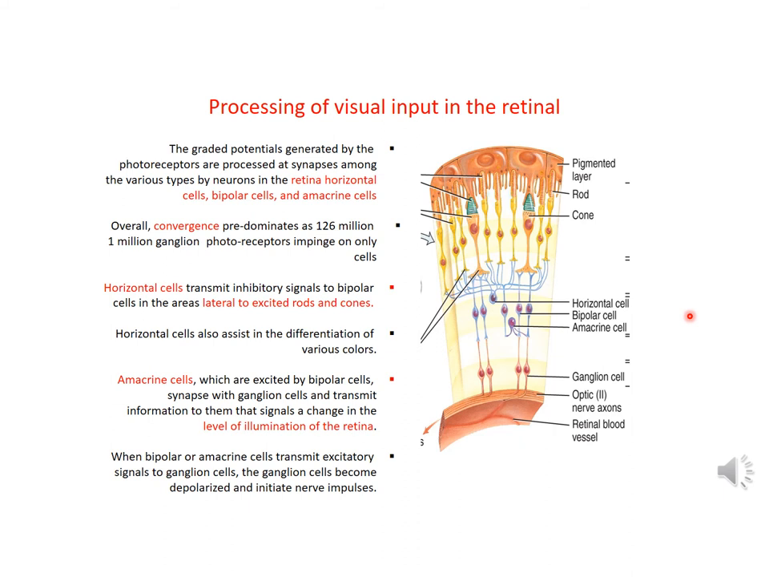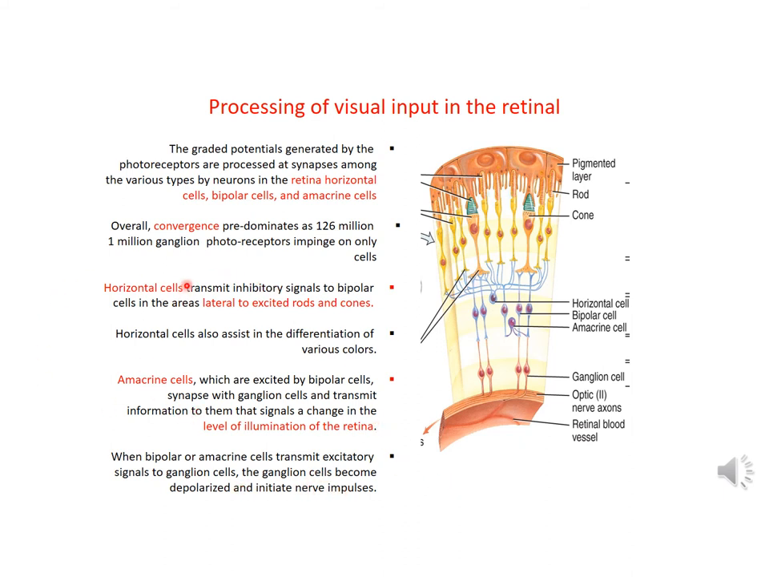So, we have processing of the visual information from the photoreceptors to the bipolar cells to the ganglion cells. Horizontal cell function transmits inhibitory signals to bipolar cells in the areas lateral to the excited rods and cones. Horizontal cells also assist in the differentiation of various colors. We have also amacrine cells, which are excited by the bipolar cells, synapse with the ganglion cells, and transmit information to them that signals a change in the level of illumination in the retina.